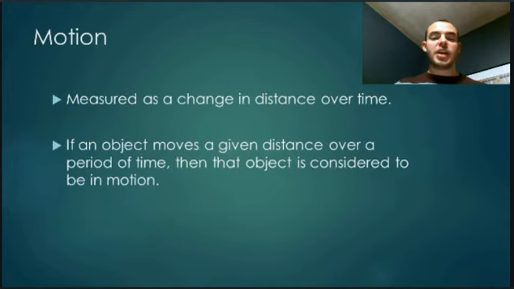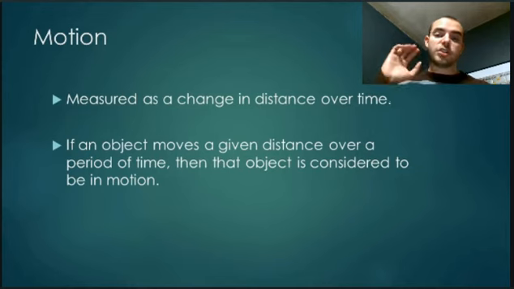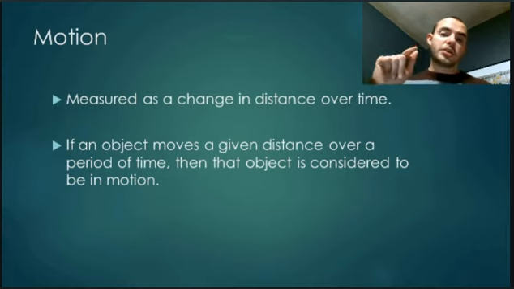Motion is measured as a change in distance over time. If an object moves a given distance over a period of time, then that object is considered to be in motion. For example, when you are walking to school, you are moving your body towards the school, and you are considered to be in motion.